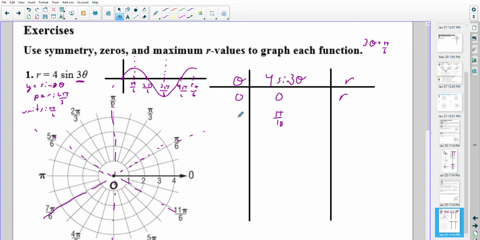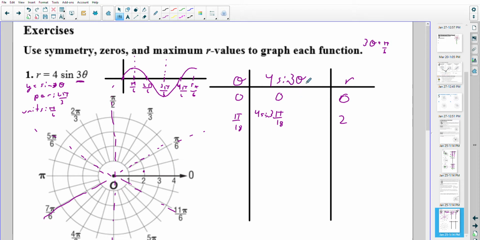And for my theta, because when I multiply that by 3, I get pi over 6. And so that's the sine of 3 pi over 18, and 4 times that. So that means that sine of pi over 6 is 1/2, times 4 is going to equal 2. That means that at pi over 18, which is here, I'm going to have a point that looks like this right here.